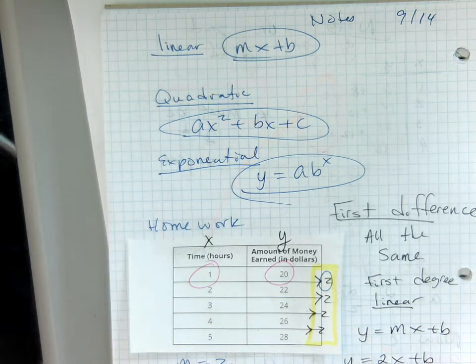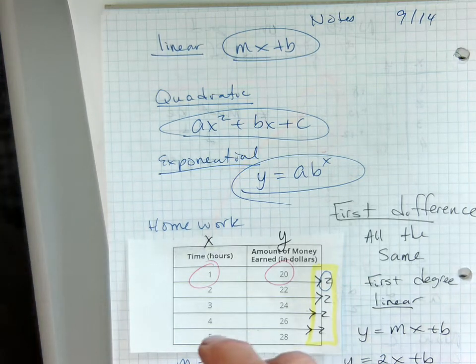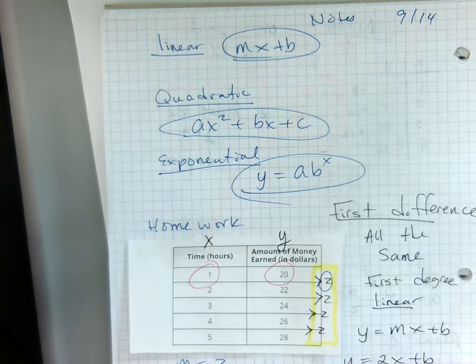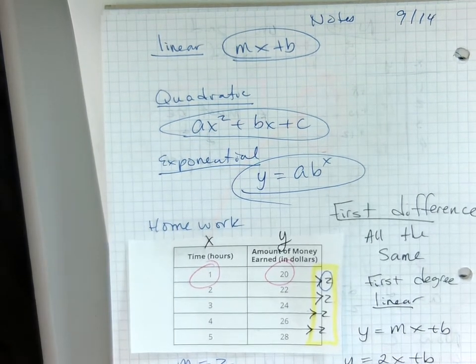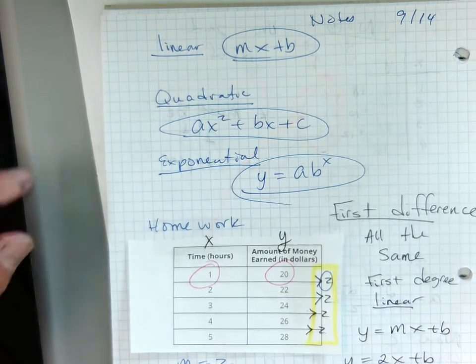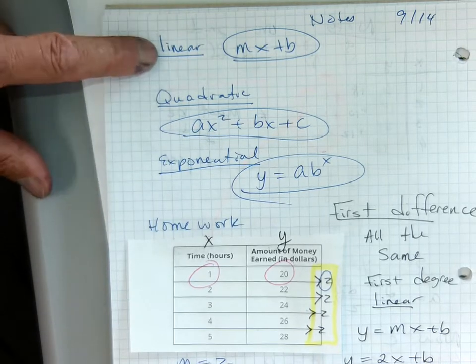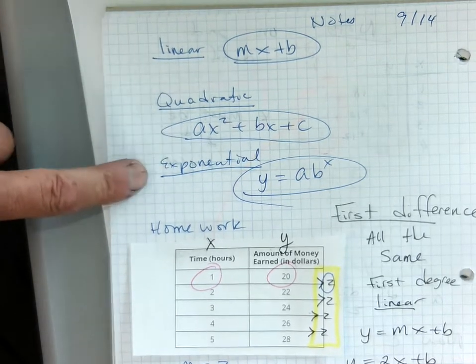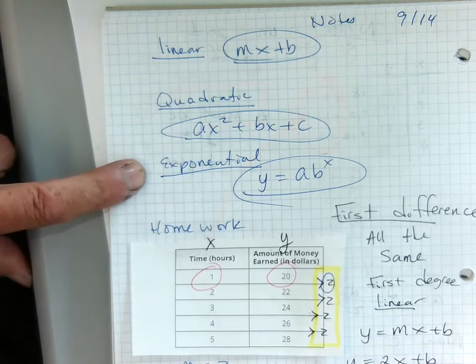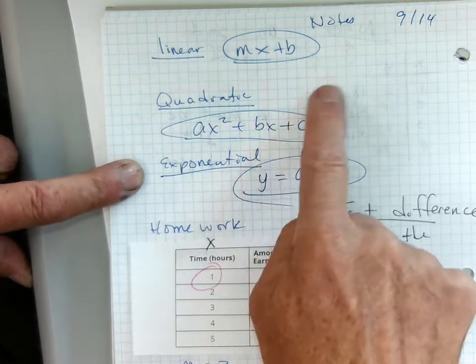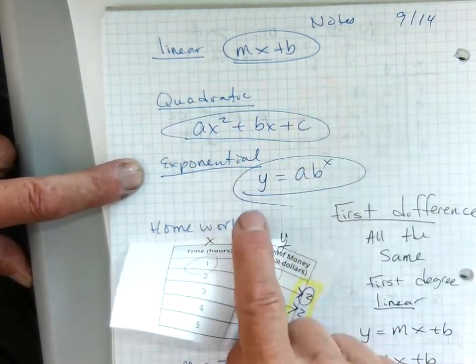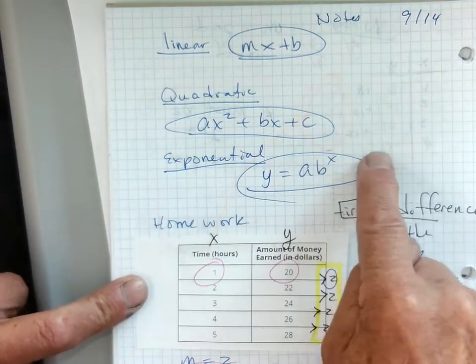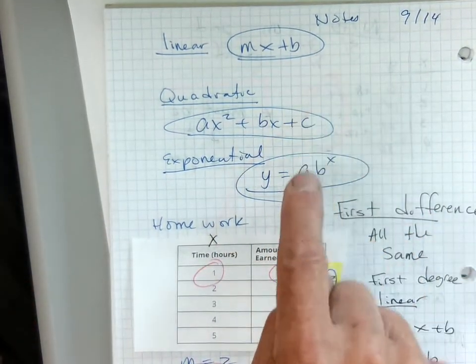So, let me summarize what we did today. Really, what we came down to is there's three types of functions that we're looking at: linear, quadratic, and exponential. And they're all different. They look different. This is a straight line, this is the parabola, and this is the J-shaped exponential growth. They all three have different equations.